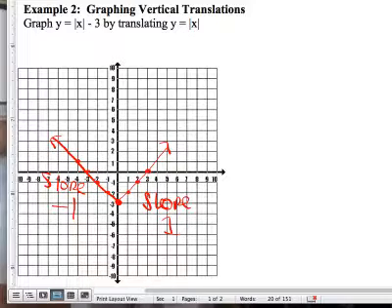All right. Now, the next example, we're going to go backwards. We're going to write an equation.